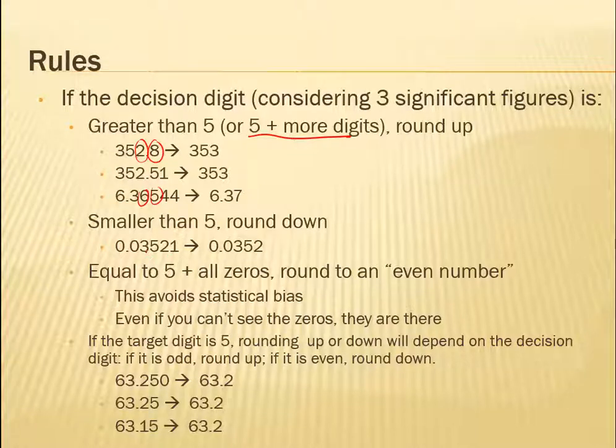So here, remember 3 sig figs, the 0 doesn't count. So we have 1, 2, 3. It makes my 2 my target and 1 my decision. 1 is less than 5. So when I say round down, that means we just stay wherever we were.